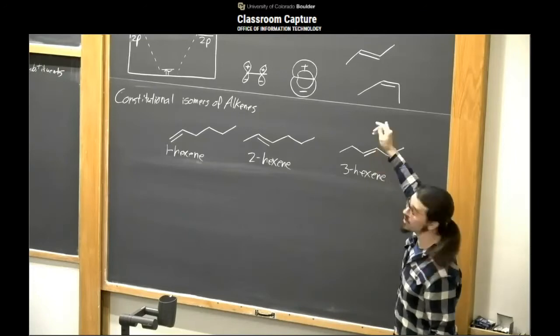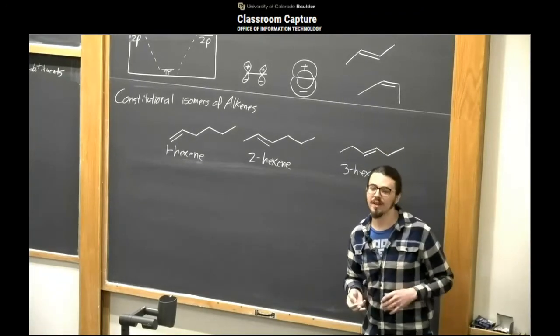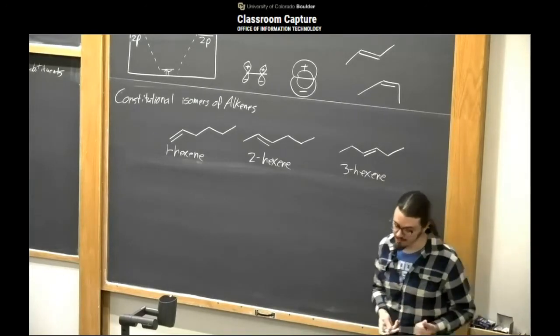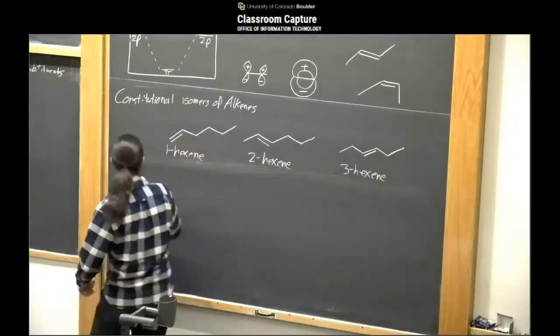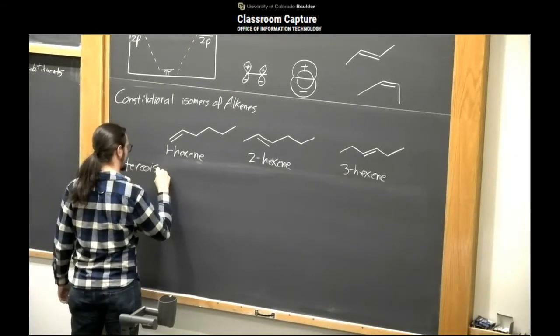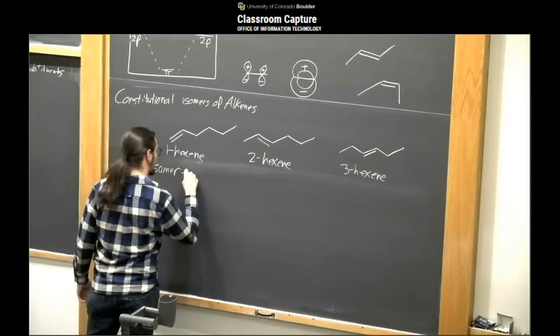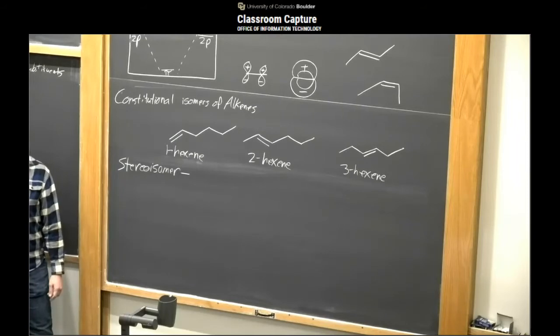Like I mentioned earlier, because they are locked about that double bond and do not have free rotation, we also have stereoisomers. A stereoisomer is an isomer of a molecule where all the bonding is the same, but they have a different orientation in space.